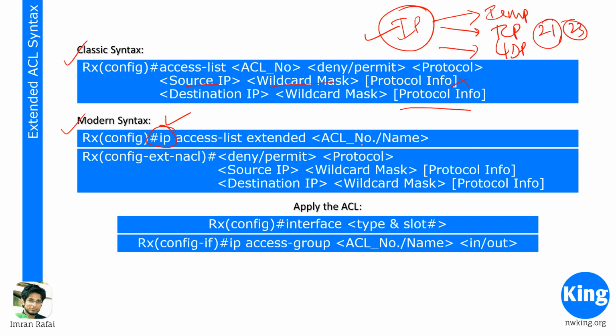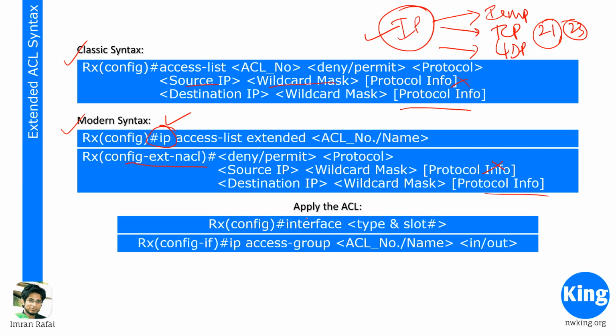Then you give an ACL number or name. You can give anything you want. You will go to a sub-configuration mode, that's extended NACL. Then you can put a deny or permit statement and then the protocol, exactly like we discussed here. Then source IP, wildcard mask, again protocol information, which, like I said, we will be ignoring. We will not be putting source port information most of the time. But of course, there might be scenarios where you would say the traffic going from this port number to that port number, right? But most of the time in your CCNA level, you will be ignoring that. Then you will have destination IP, wildcard mask, and protocol information, which is nothing but your port numbers.